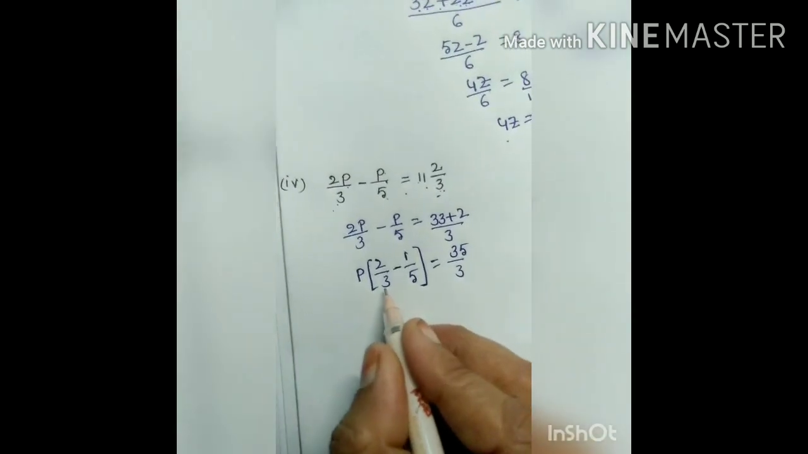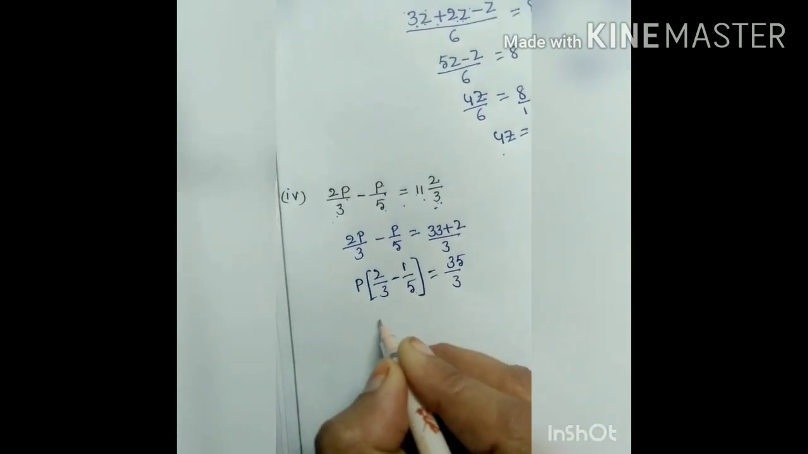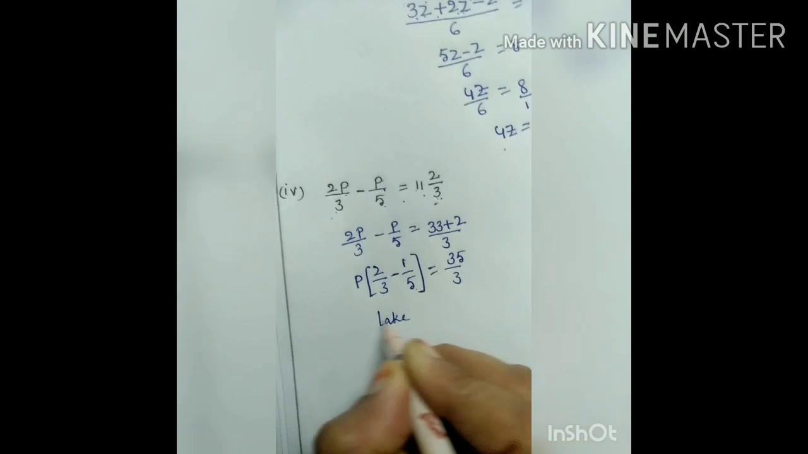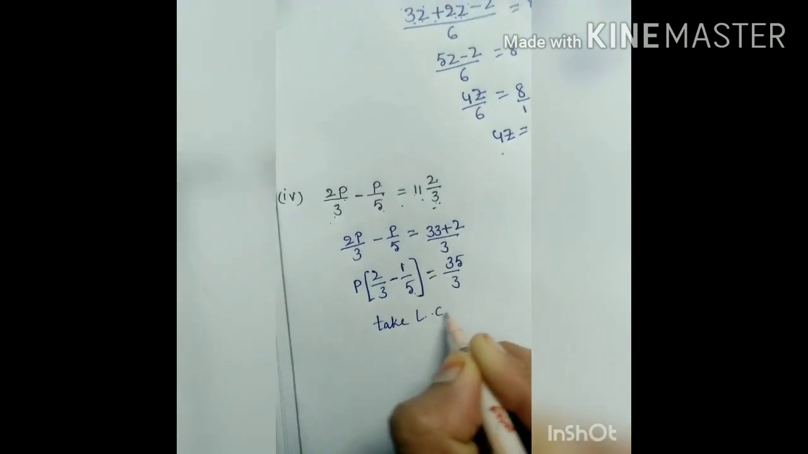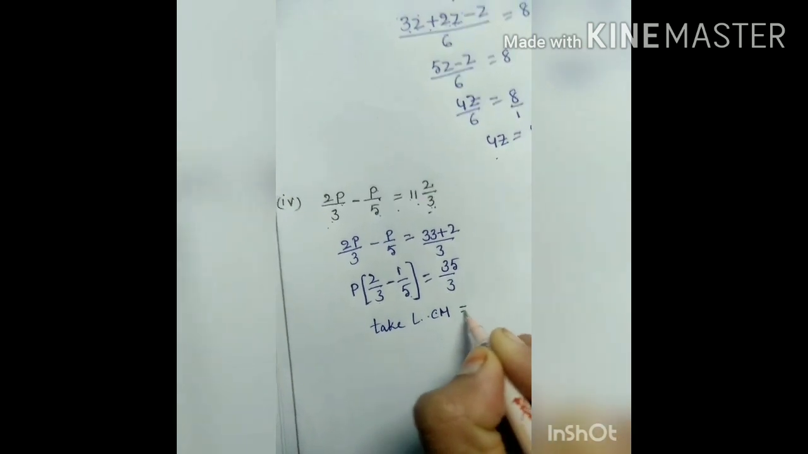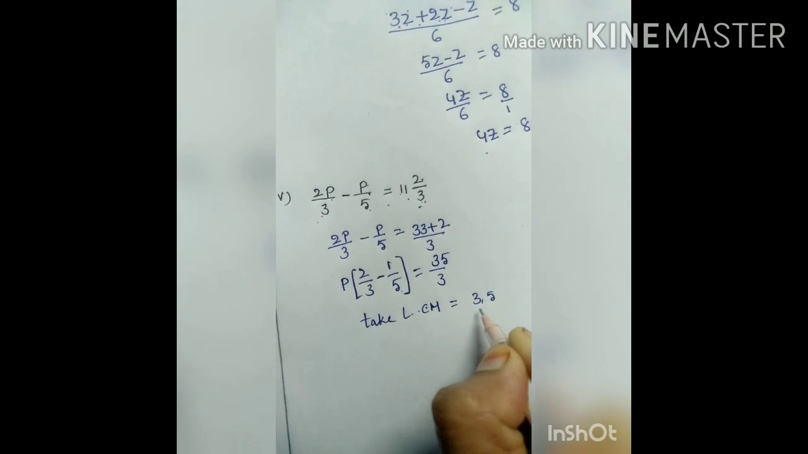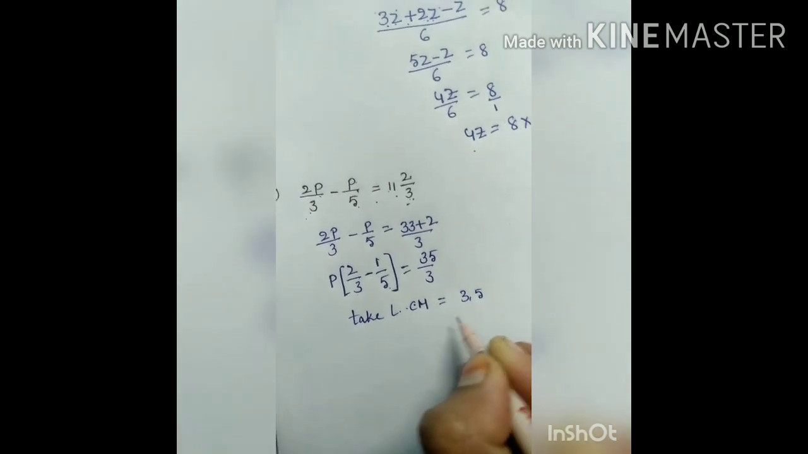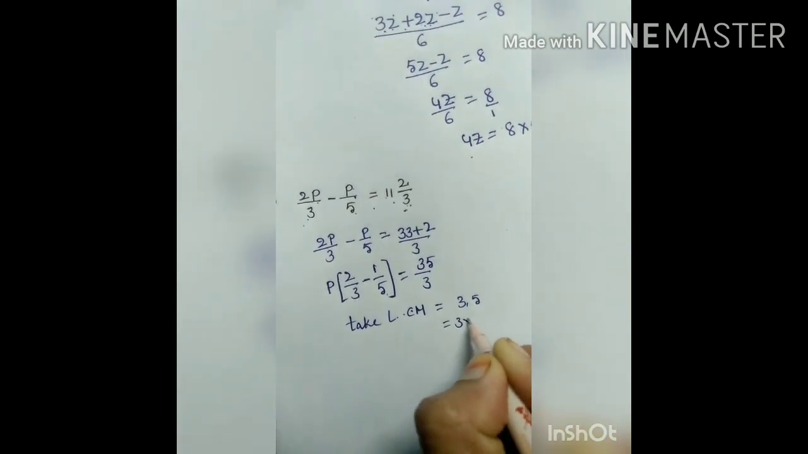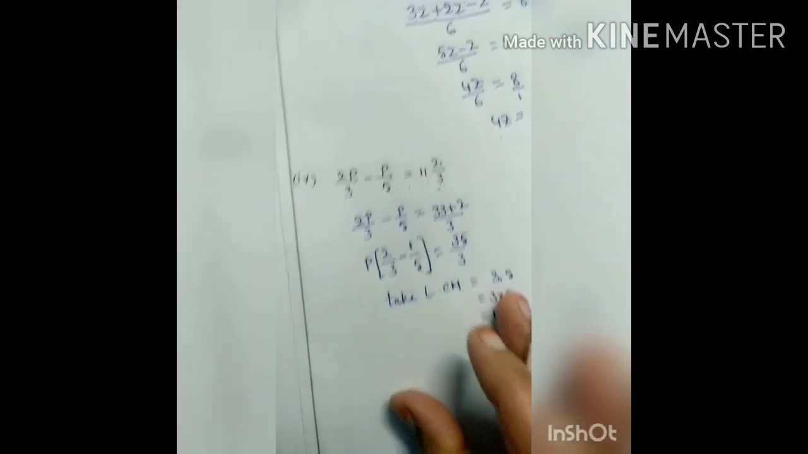So now here we will take the LCM of 3 and 5. 3 5s are 15. Is it possible in any table? It is two odd numbers, so it is not possible in any table. So 3 5s are 15. So the LCM is 15.